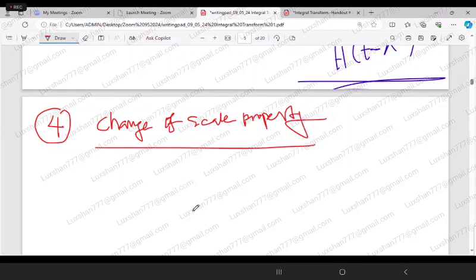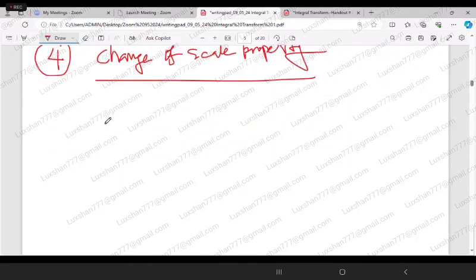Change of scale property. So we know the Laplace transform of f of a. Can anyone tell me the Laplace transform of f of a in terms of the Laplace transform of f of t? Can anyone tell me that? Use the chat box.